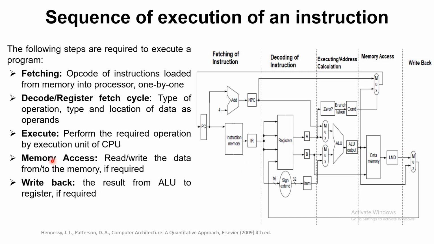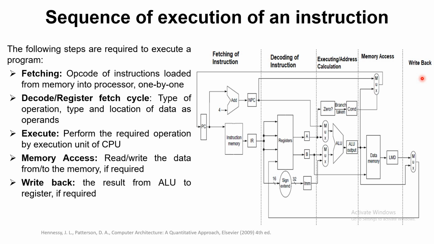So if the instruction requires memory access, then and only then will the process execute in this particular cycle under memory access. And if there is a need to store the data, whatever result is prepared by the ALU, to the register, it will go directly from the ALU to the registers, but that happens in the last stage or last cycle, which is called write back. So this is the sequence of events which happens during the execution of an instruction.